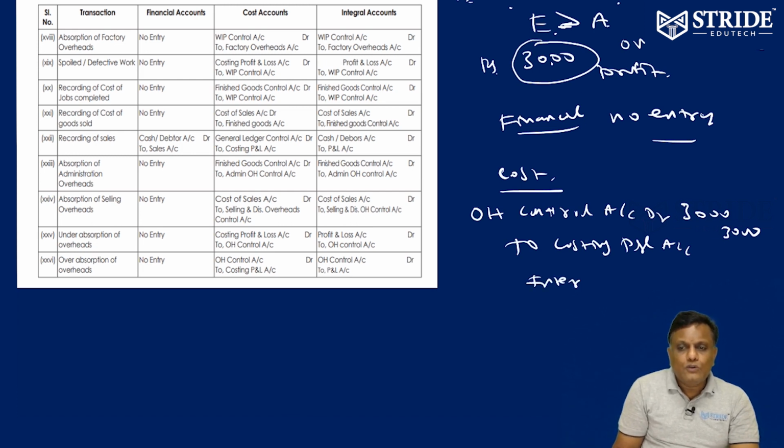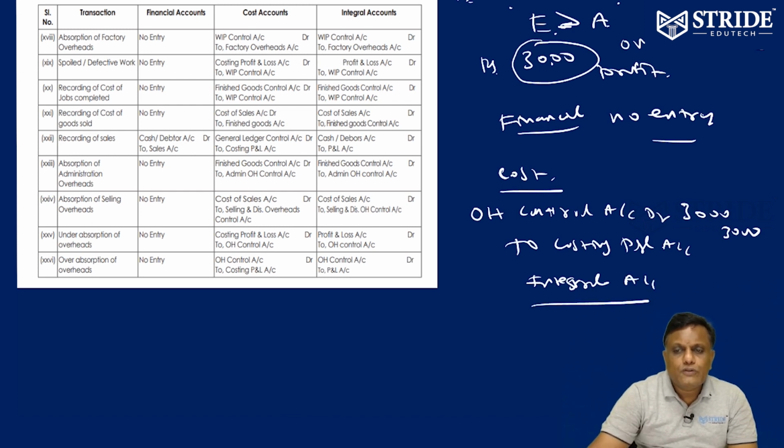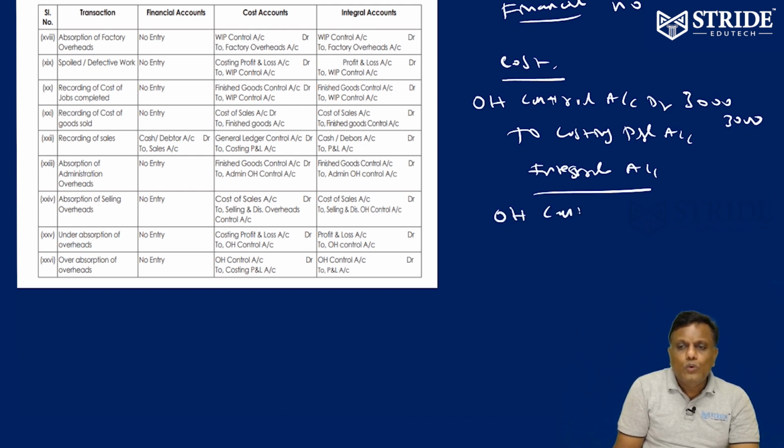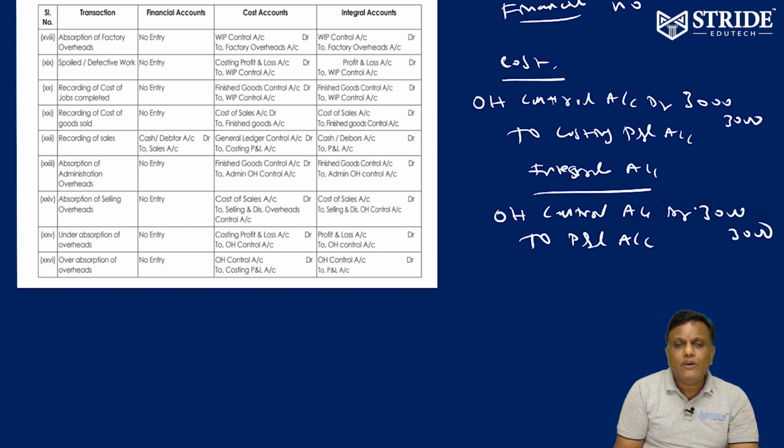But in integral accounts, overhead control to only P&L. It's a profit. So overhead control account debit to P&L account, 3,000. Instead of costing P&L, we say only P&L. That's it.